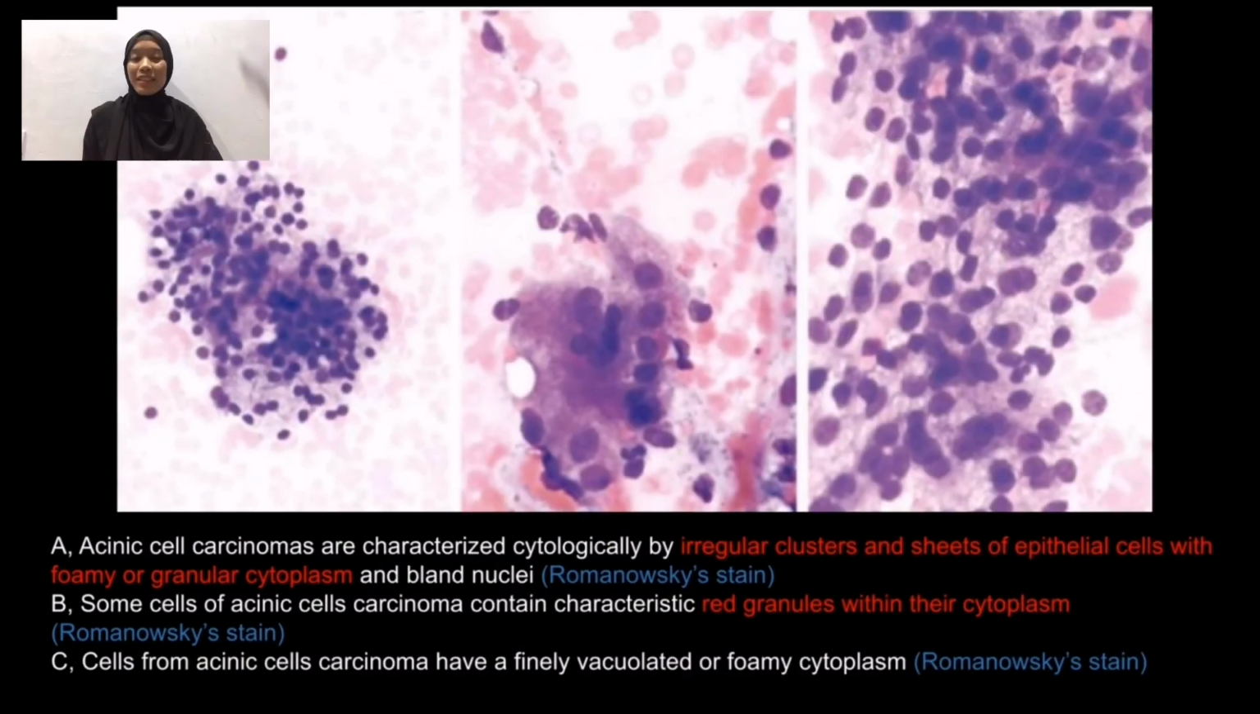So these are examples of acinic cell carcinoma. The first picture shows irregular clusters and sheets of epithelial cells with foamy or granular cytoplasm and bland nuclei. The second picture, which is the middle one, shows red granules within their cytoplasm. And the last one shows a finely vacuolated or foamy cytoplasm.